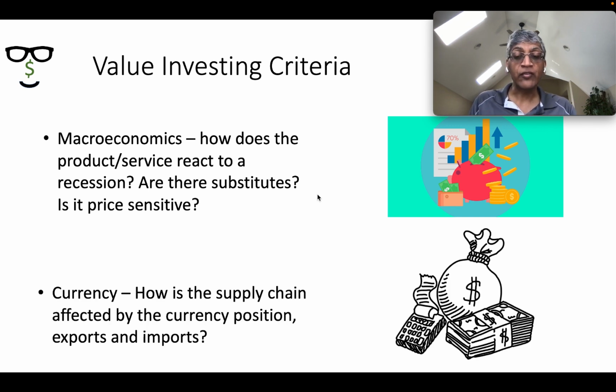Now, the second thing we looked at is currency. Why did we even need to look at currency and how it affects supply chains and exports and imports? Only because of this debt ceiling stuff that is coming up in the US in July, where if you are an American value investor, you need to think hard about what a currency crisis could do. What could a debt ceiling crisis do to products or services that have a big export-import component?